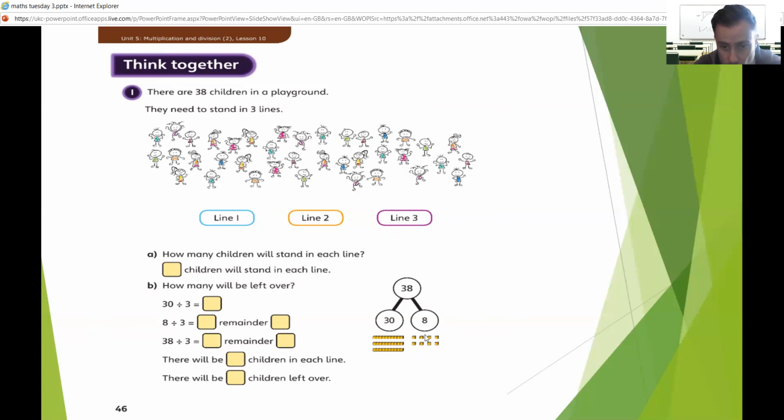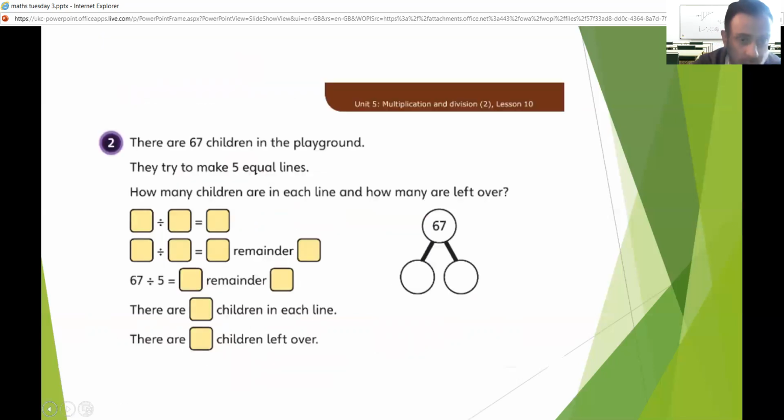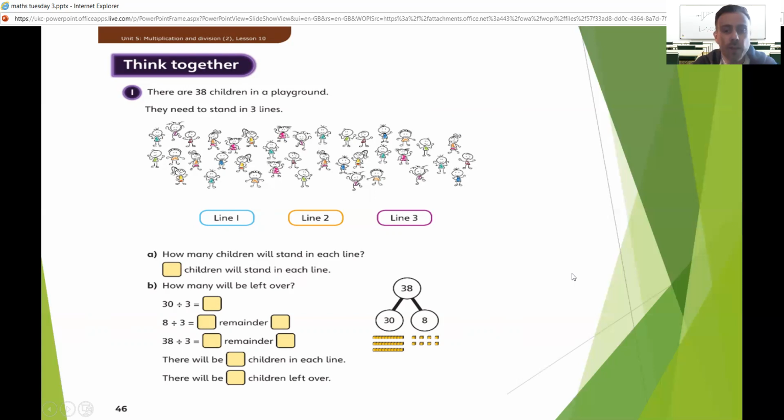If you're dividing by 3, if you do your 3s, you go 3, 6, 9. Oh, well, 9's too big, so we can't do that. But we can go up to 6, and that'd be 2. 2 lots of 3 makes 6. So 8 divided by 3 is 2, remainder 2. Okay, I'm going to say that one more time. 8 divided by 3 is 2 with 2 left over.